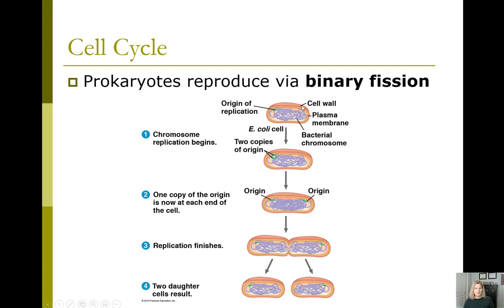So you can see here is our prokaryote. Remember, prokaryotes are very simple cells. They don't have a nucleus. They just basically have plasma membrane, ribosome, cytoplasm, cell wall. That's about it. They might have some other things in there, but no organelles.